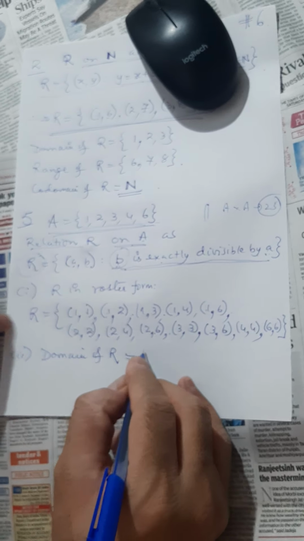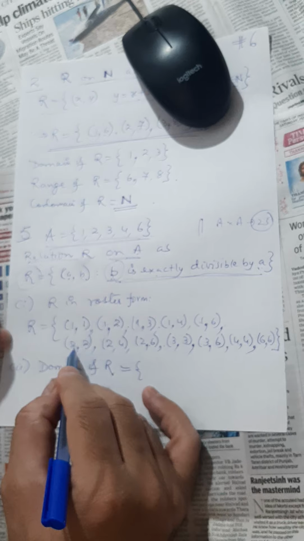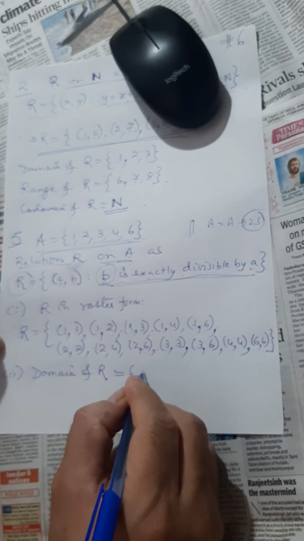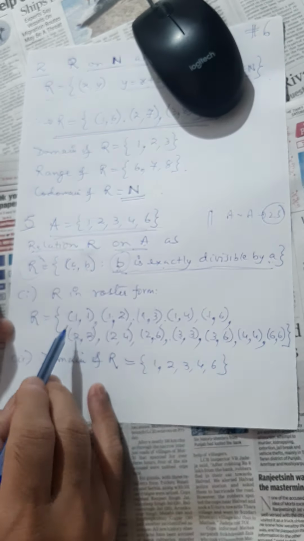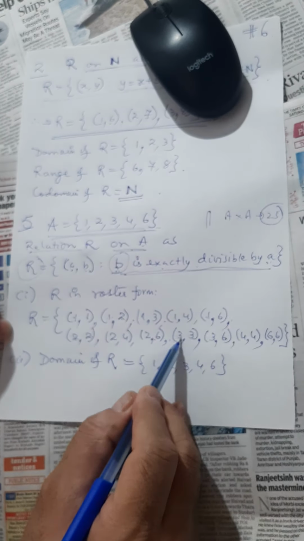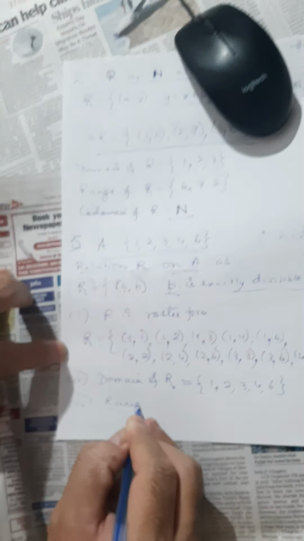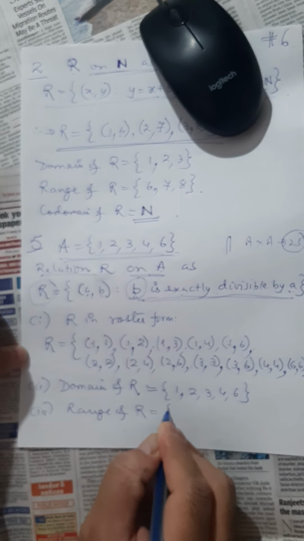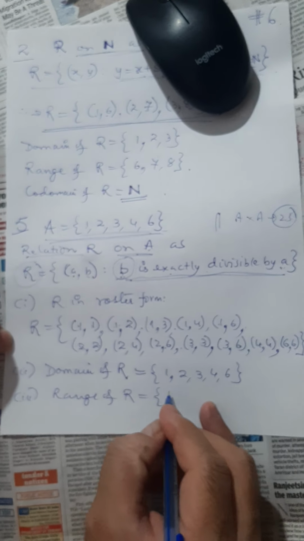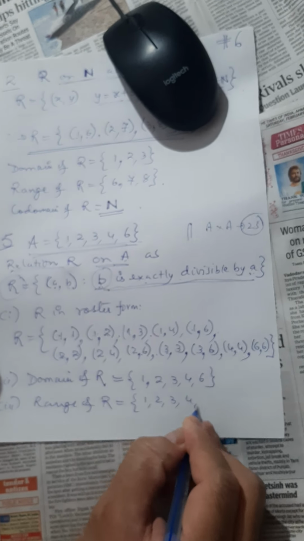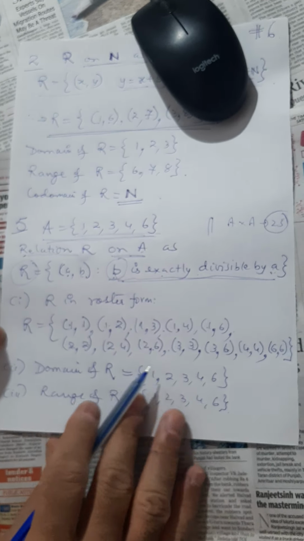So the domain of the relation is all elements which are at the first place. So 1, 2, 3, 4 and 6. And the third one, the range of R, which is the elements which are at the second place. So 1, 2, 3, 4 and 6. This 2 is again there, so no need to write it here.